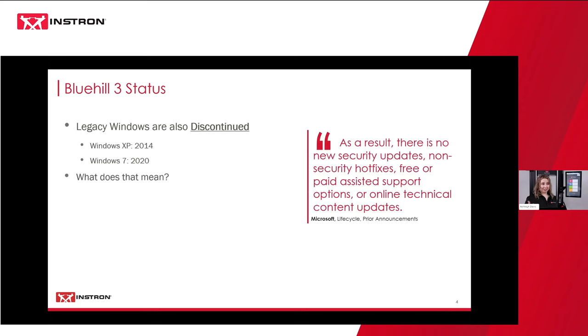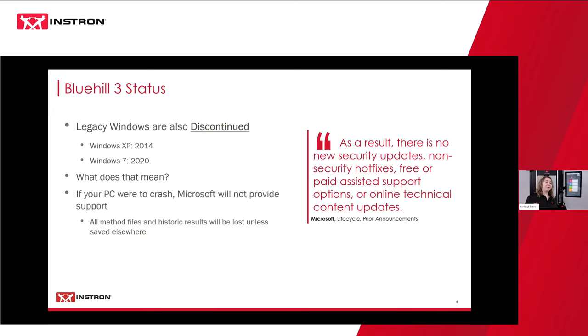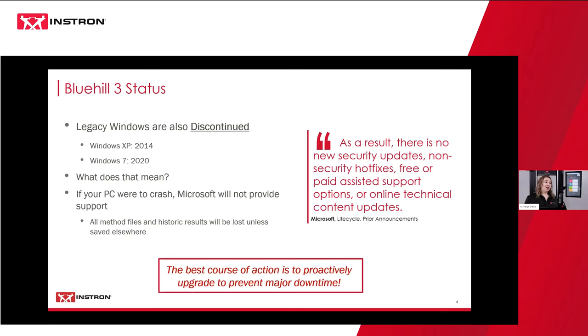And what does this mean, though, additionally, is that as a result, there are no new security updates, non-security hot fixes, free or paid assisted support options, or any online technical content updates. And this comes direct from the Microsoft website. So I want to point out, if your PC is going to crash, Microsoft is not going to provide support. And if you have all of your method files or any of your historic sample results, those will be lost unless they're saved elsewhere. So if you take anything away from today, it's that the best course of action for your lab is going to be to proactively upgrade and prevent any kind of major downtime. We obviously don't want any major technical issues, but not everything's perfect and we want to get ahead of those before they occur.